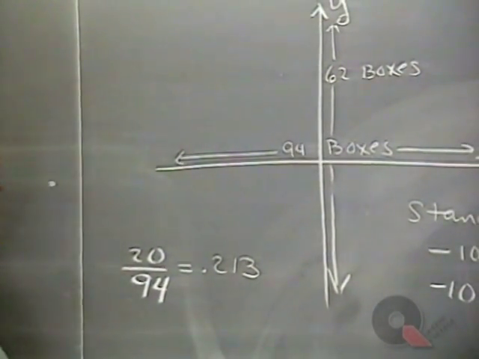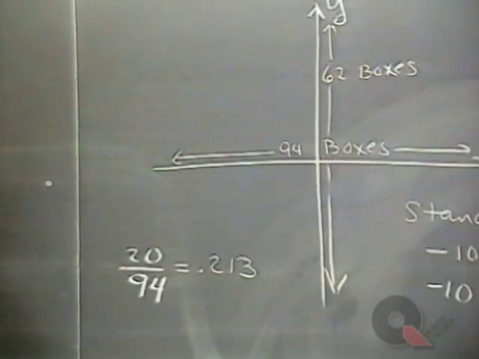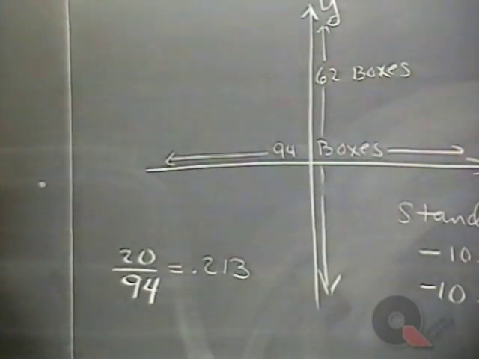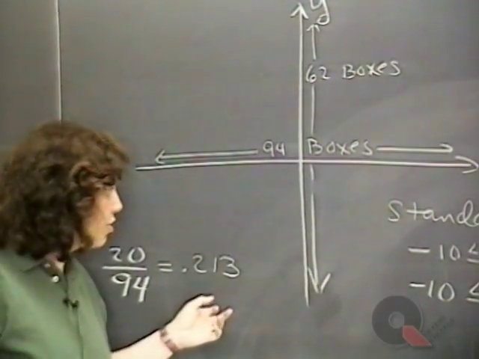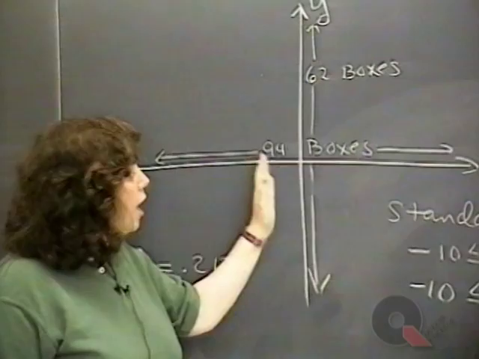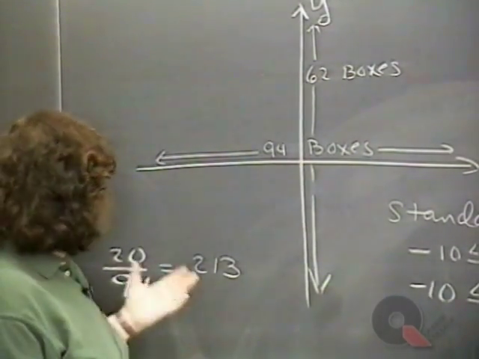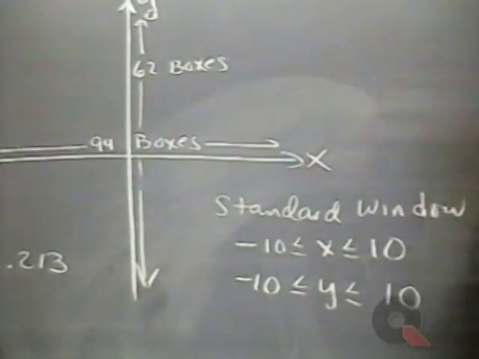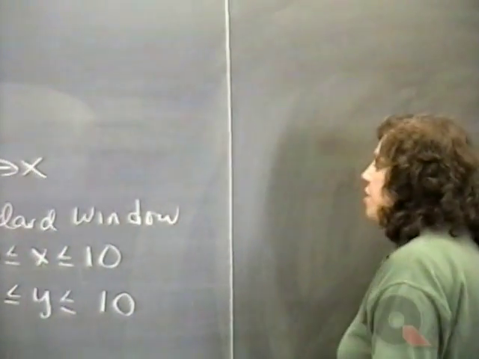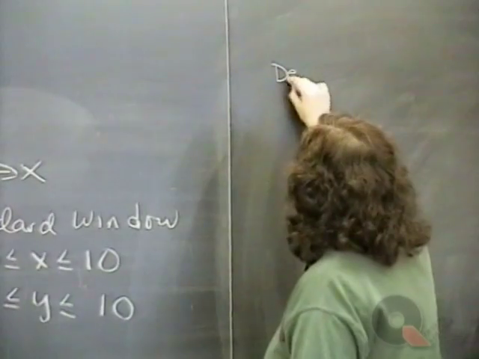Now you may say this is not a terribly convenient increment. Okay, you do get a decent picture, but you might want to change that. You'd say, well, look, is there a way to change this so that I'm going, say, up 0.1 each time instead of 0.213? There is another window that the calculator offers us, which is the decimal window.